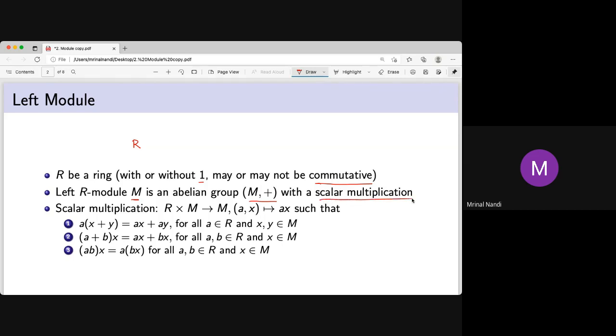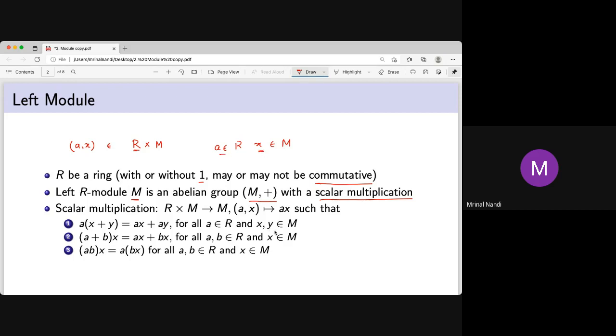This group has a scalar multiplication. In a group there is only addition between two elements of M. Now there is scalar multiplication. What is the scalar multiplication? Basically, we take an element from R and an element from M, so it is an element of R cross M. That is, (a, x) with a in R and x in M. So it is a module element.